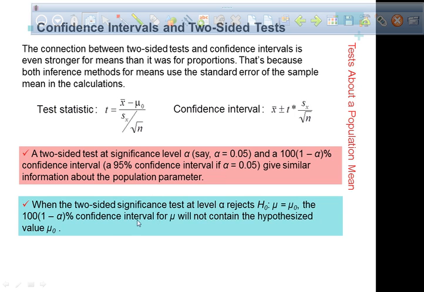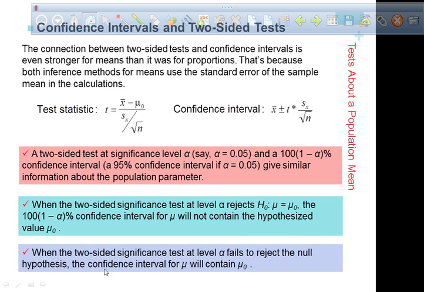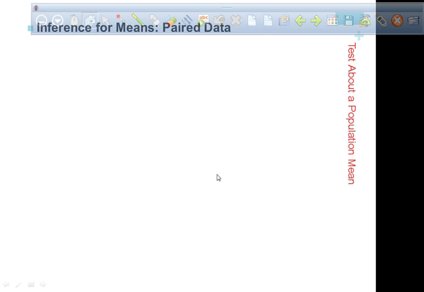Make sure you know that when the two-sided significance test rejects H naught, then the confidence interval will not contain the hypothesized mu. So it's a little bit of a relationship there. And when the two-sided significance test at alpha fails to reject the null hypothesis, then the confidence interval will contain it. So just knowing and understanding that relationship with confidence intervals.